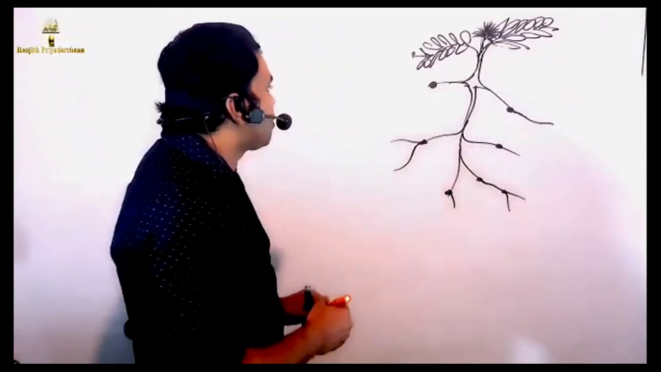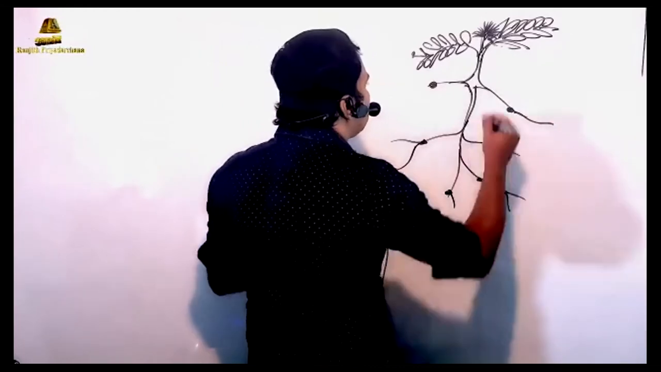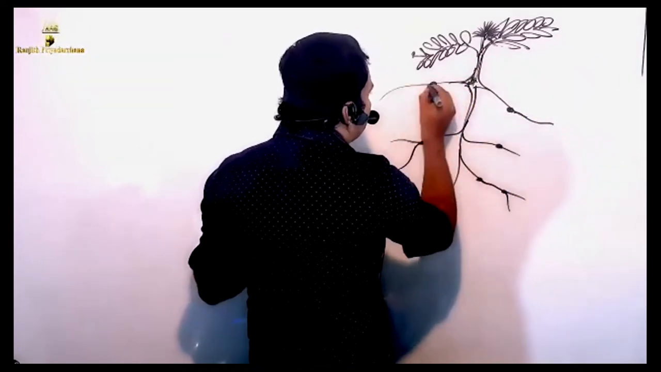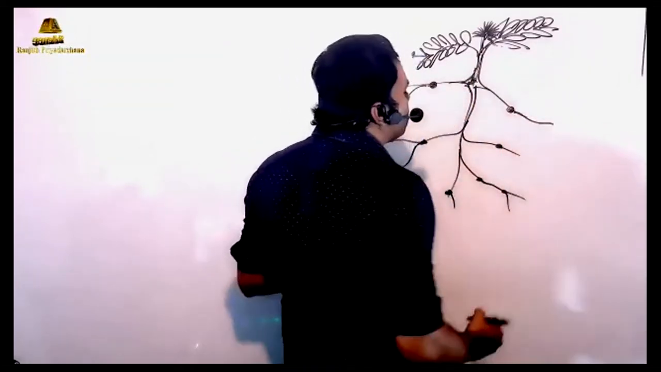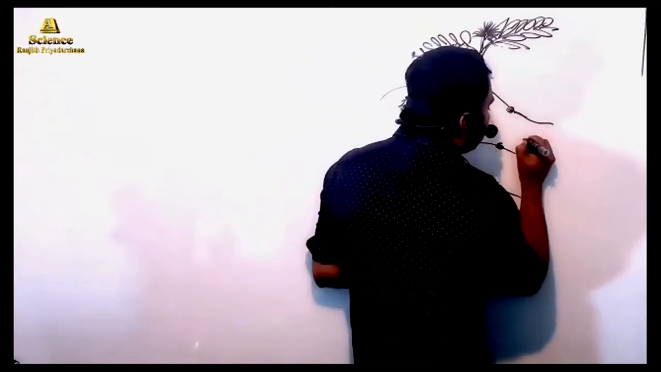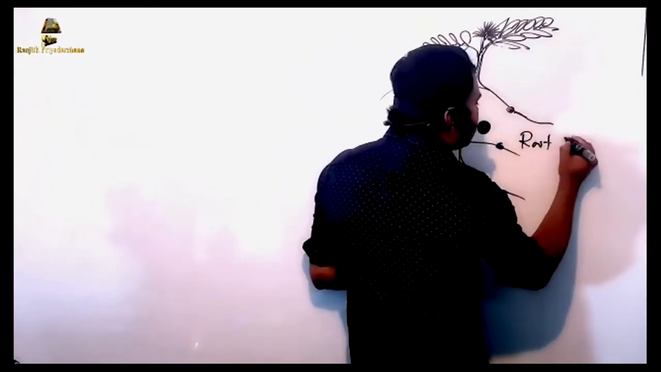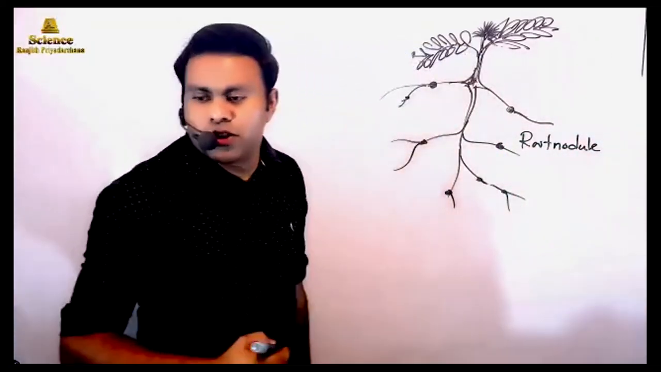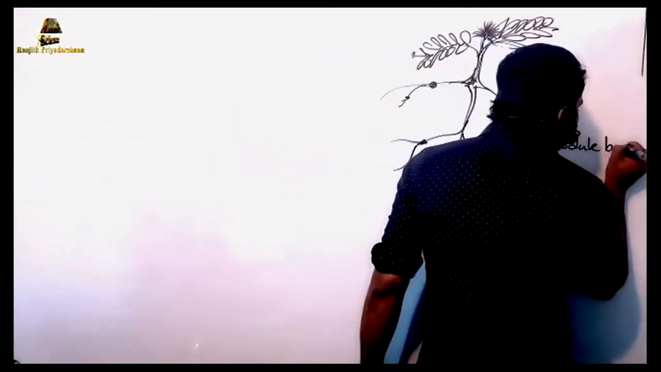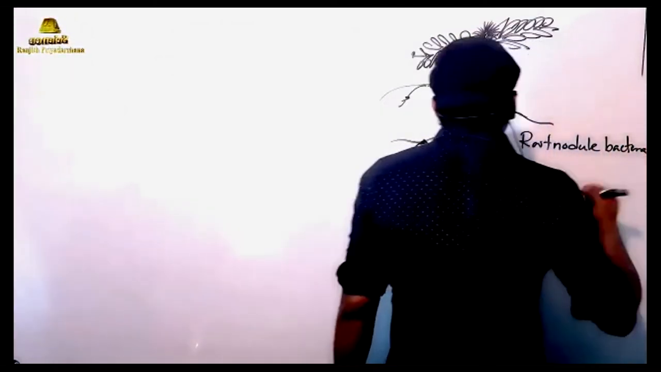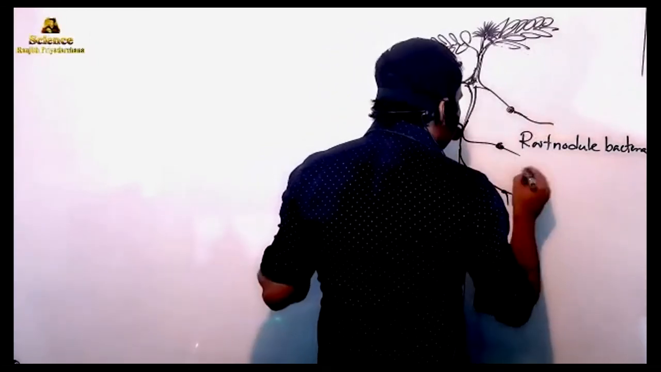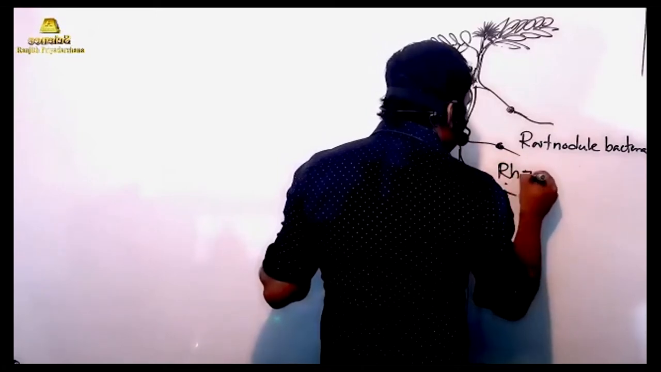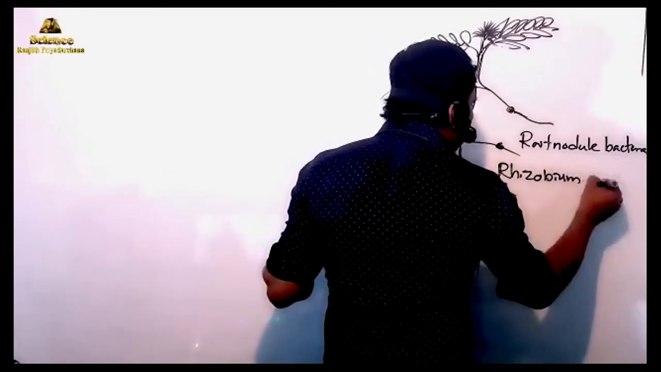Okay now look at this. So this is a mimosa plant. I drew the mimosa plant a bit quickly because we are summarizing these things. So in these root nodules there's a special type of bacteria. What's that? Simply, that's root nodule bacteria. What's the real name of it? Rhizobium. Good. Rhizobium bacteria.